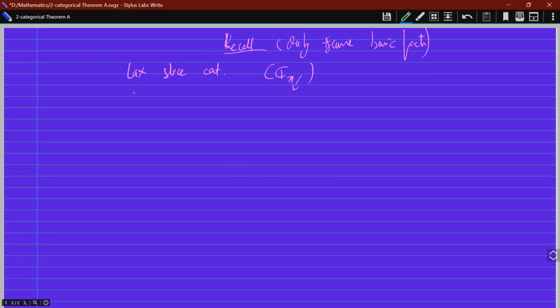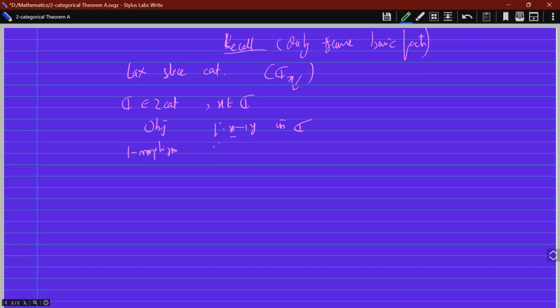So you have a two-category C, my category of two-categories, and X is an object of the two-category. For the lax slice category, the objects are just maps in C, and then the one-morphisms.